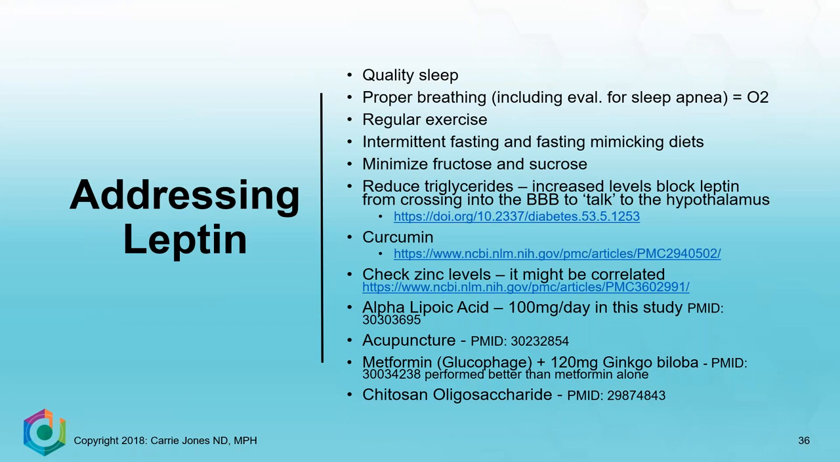Acupuncture. In this study, they looked at particular acupuncture points and how it helped to address leptin. And then metformin, which of course is Glucophage, but they added metformin with 120 milligrams of ginkgo. Believe it or not, it had significant improvement in addressing leptin levels over metformin by itself. So it's something to consider, maybe adding in 120 milligrams of ginkgo with your metformin patients. And then chitosan. It's from shellfish, so you have to be careful of those patients who are allergic to shellfish. But giving this was shown to help reduce leptin as well.